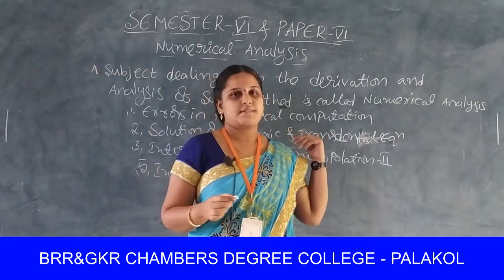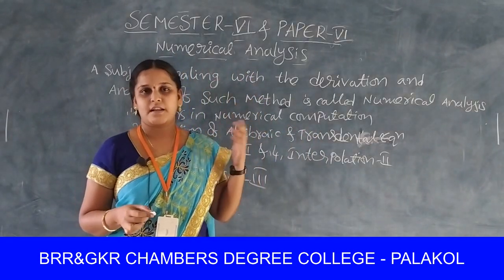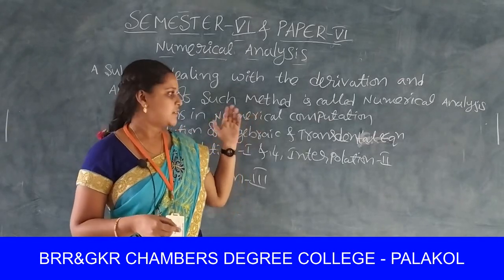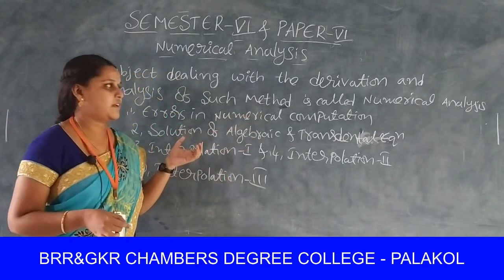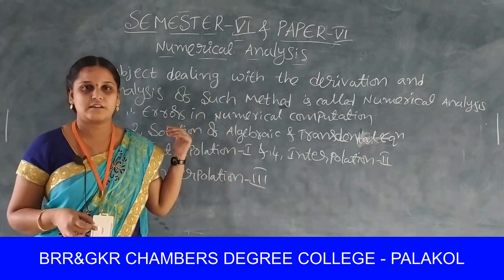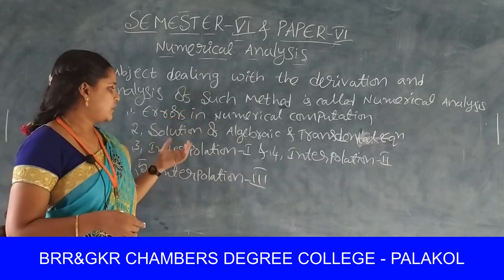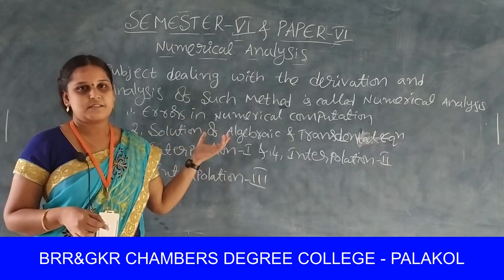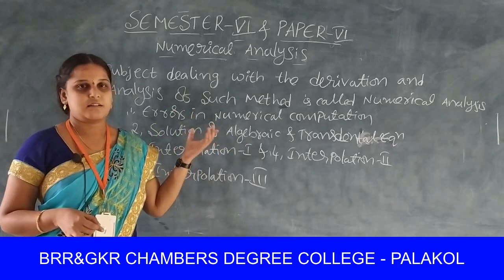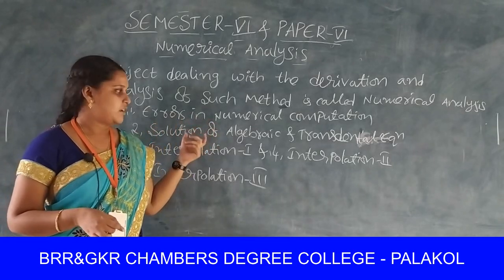The first unit is errors in numerical computations. Its subtopics are numbers, errors, and general error formula. Next, the second unit has 6 methods: the bisection method, Newton iteration method, Muller's method, regula falsi method, etc. The third unit considers the differences: forward, backward values, and central divided formulas, symbols. This is also the third unit, interpolation 1.